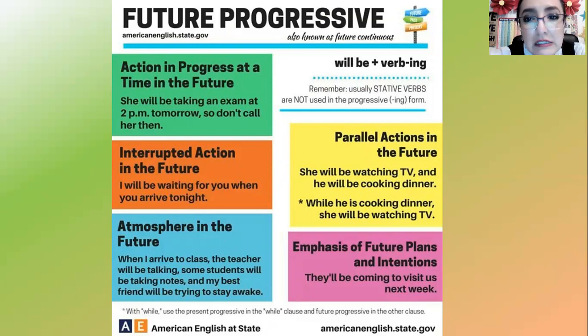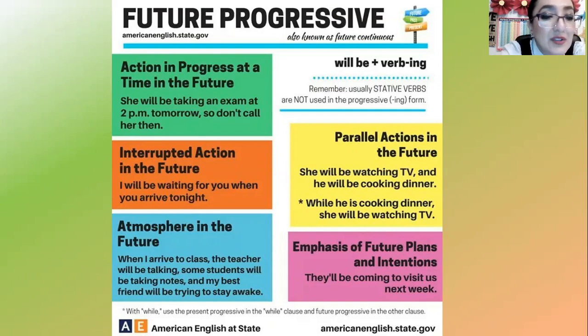Parallel actions, the same that I was telling you. I will be watching TV while they will be dancing, or while they will be having a party. Interrupted actions in the future. For example, I will be waiting for you when you arrive tonight. You were going to be doing something, but suddenly it was interrupted by another situation.